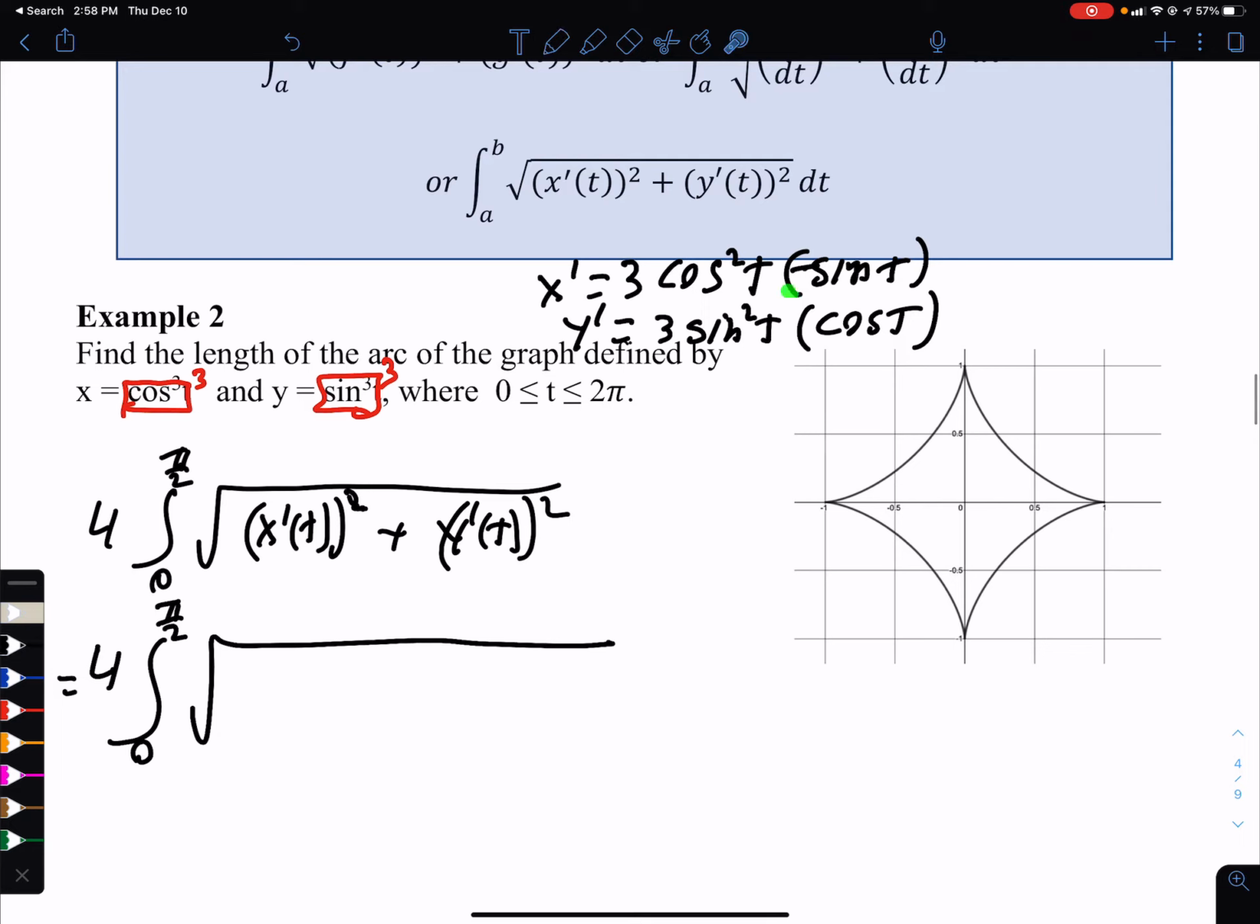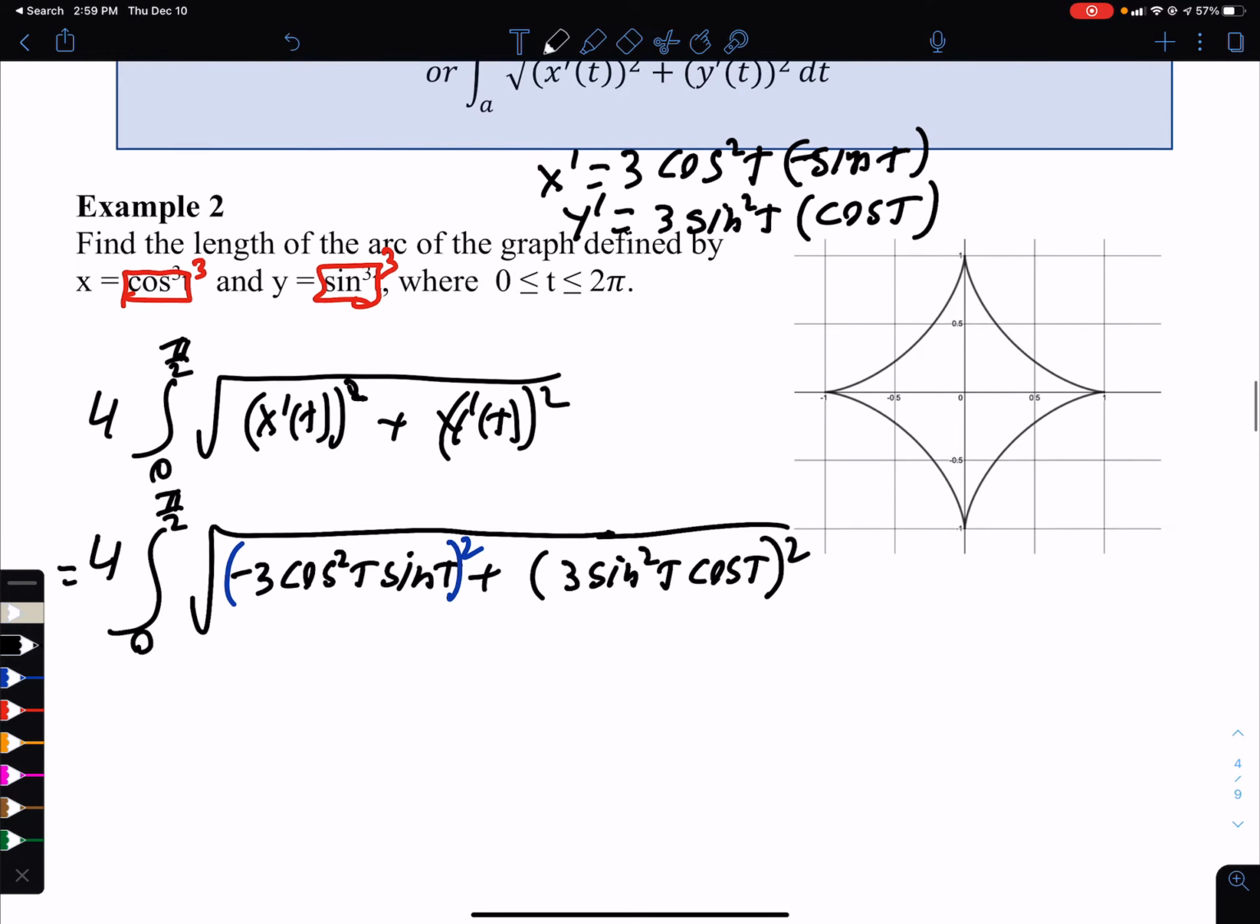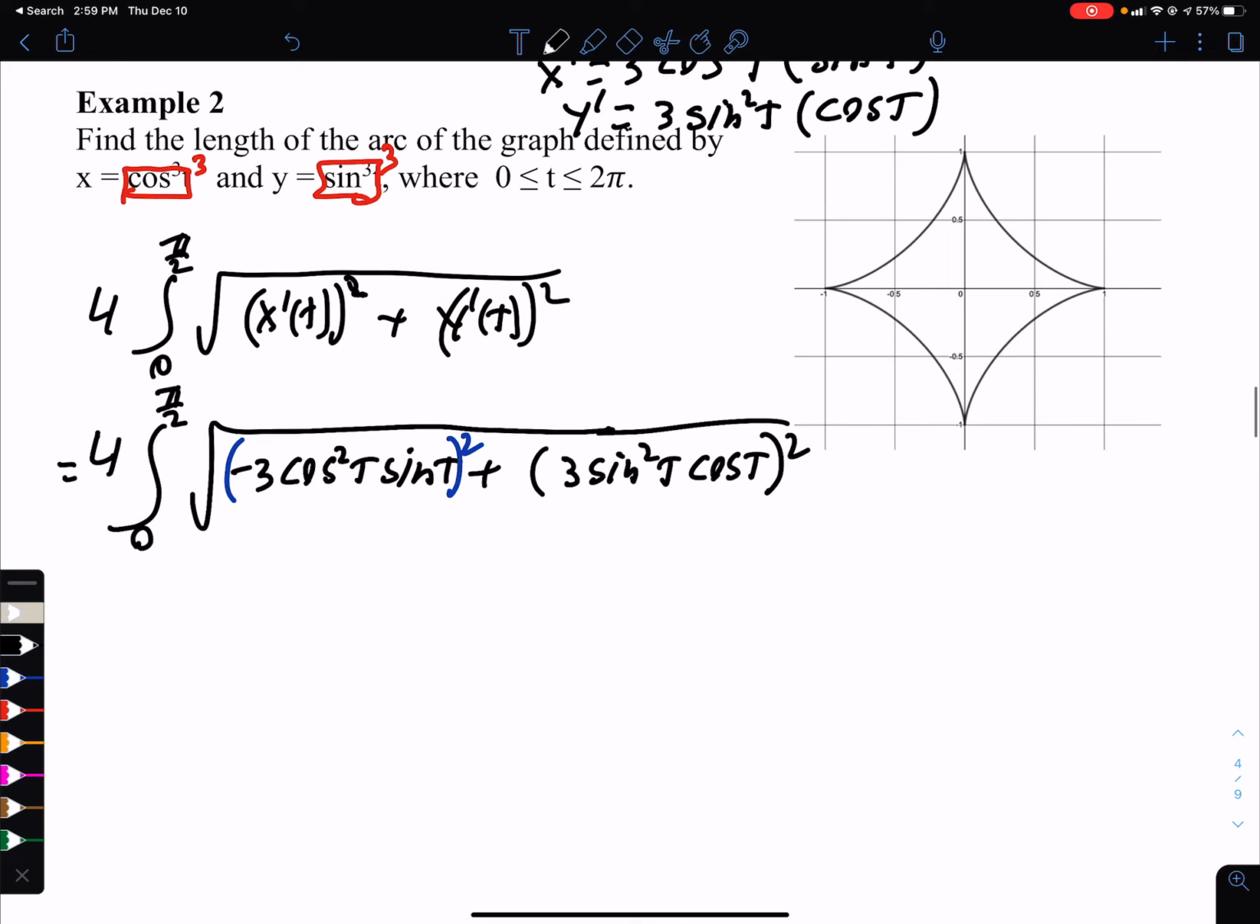So we're going to have minus 3 cosine squared sine, and that's all squared. And then for the second one, we're going to have 3 sine squared t cosine t, squared. And we're going to do some fun stuff with this.